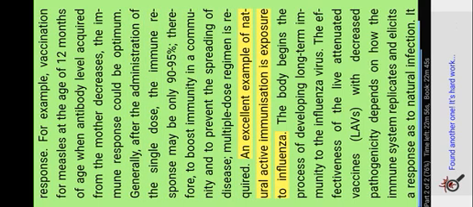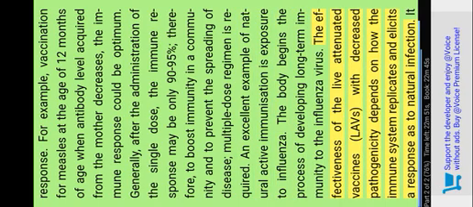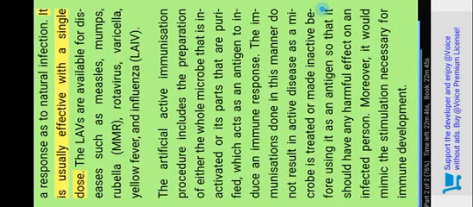An excellent example of natural active immunization is exposure to influenza. The body begins the process of developing long-term immunity to the influenza virus. The effectiveness of the live attenuated vaccines, LAVs, with decreased pathogenicity depends on how the immune system replicates and elicits a response to natural infection. It is usually effective with a single dose. The LAVs are available for diseases such as measles, mumps, rubella (MMR), rotavirus, varicella, yellow fever, and influenza (LAIV).